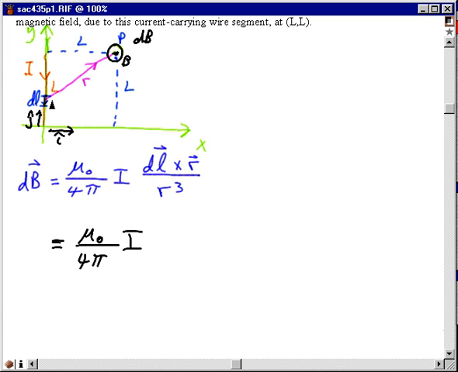I think I'll call this the dl, I'll call it dy. I'll let y be my variable because I'm moving along the y-axis. And I'm going to integrate in the end from y equal to L down to y equal to 0. So I'm going to say dl is equal to dy.